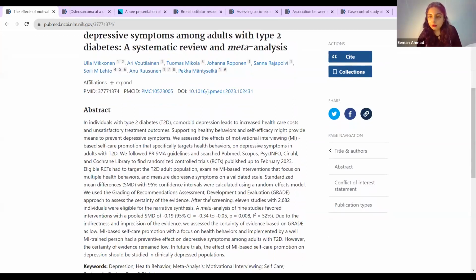Eligible RCTs, motivational talk, yes. Motivational self-care promotion, that is the intervention. And what would be the control? Placebo, okay. What is the placebo here? Because this is not a drug, right? They're not giving you a drug.